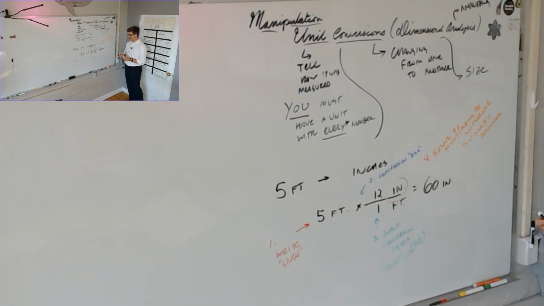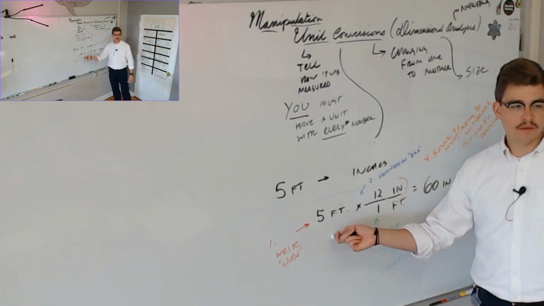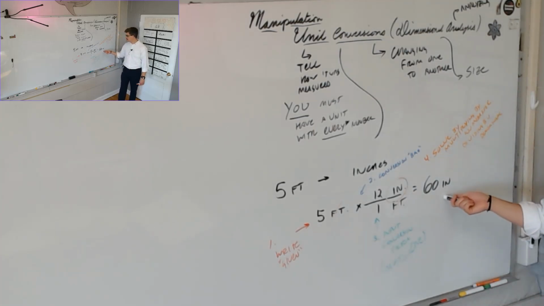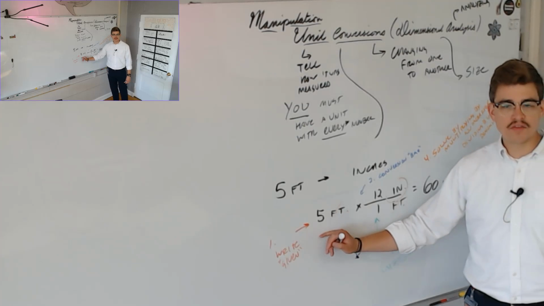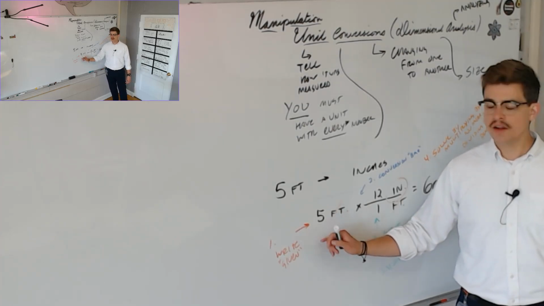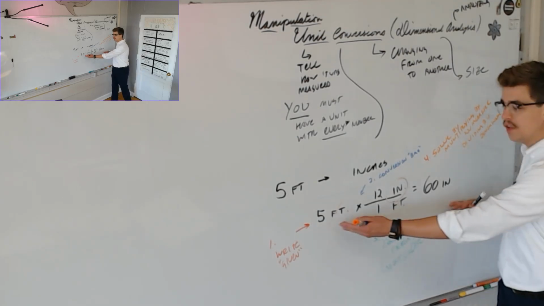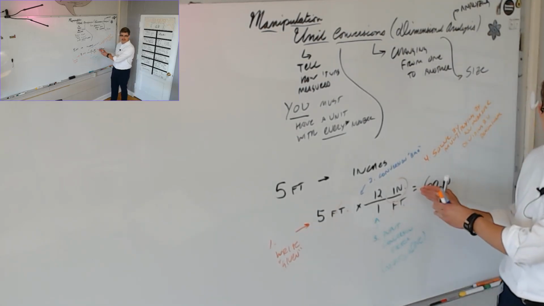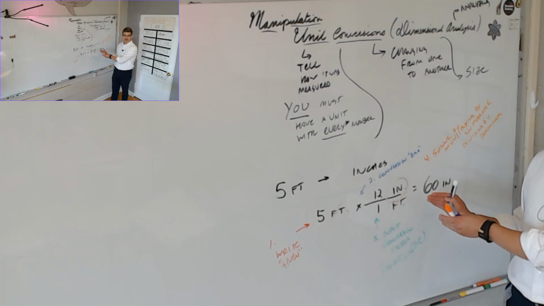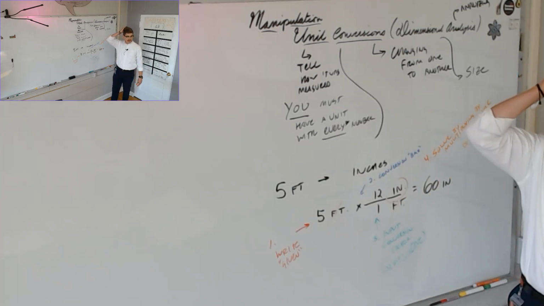Boop. 60 inches. This is a unit conversion. We've converted this quantity, Tommy's height, into inches. Is Tommy 5 feet tall? Let's pretend she is. Is she 60 inches tall? Yes, those two things mean the same thing. All we've changed is the unit. We've only changed the unit, and we had to do math to do that.